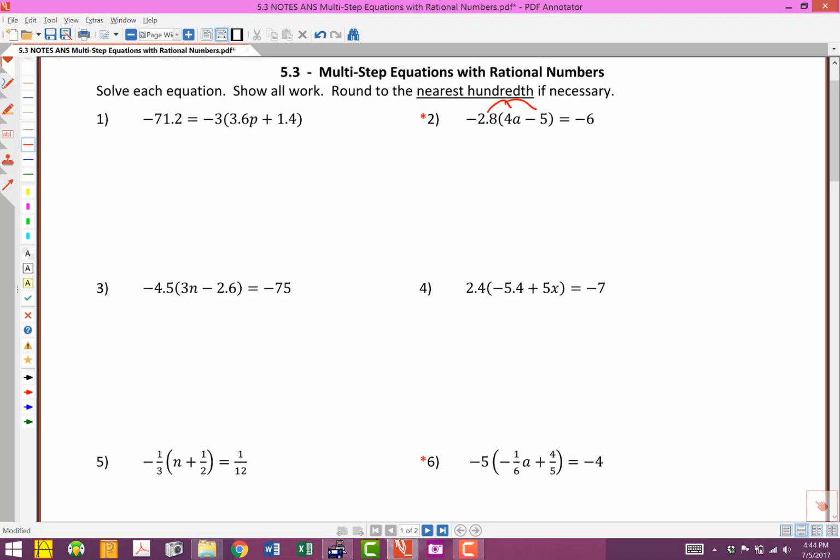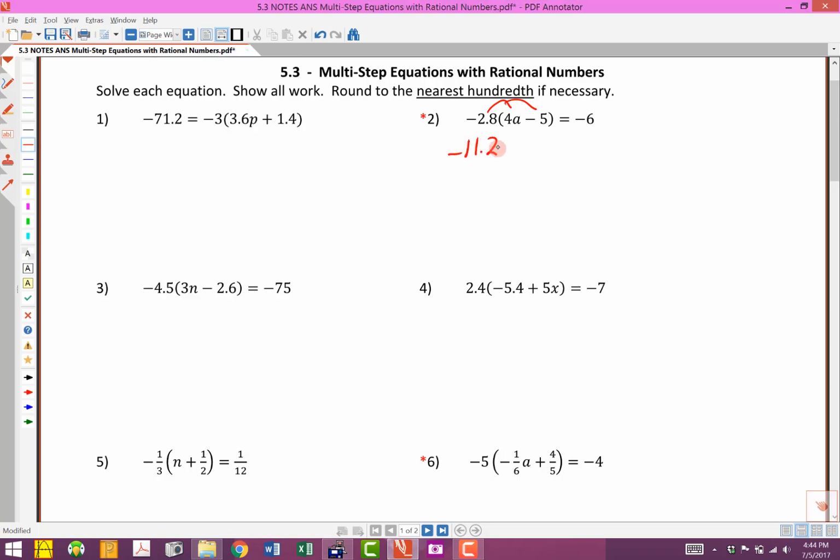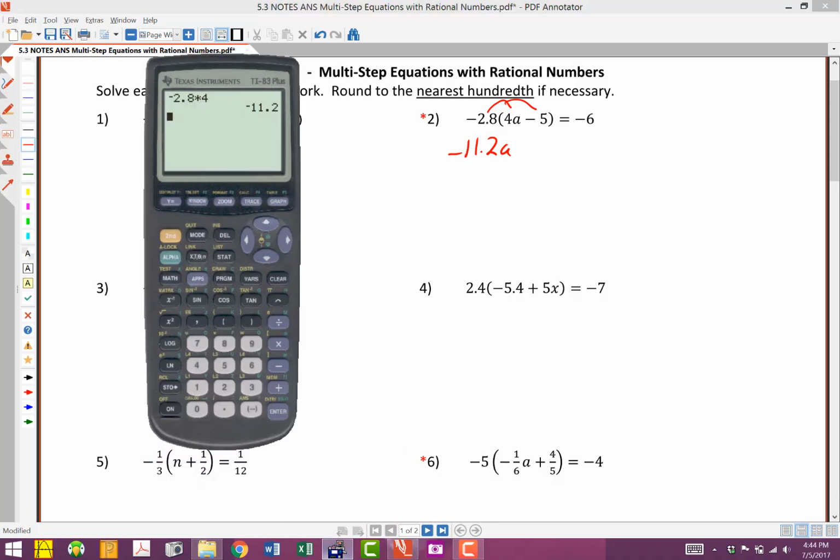So I'm going to go ahead and multiply those together. I'll bring the calculator screen up here so we can see what's going on. So I'll have negative 2.8 times 4. And if you've got a good guess at what that is before you type it in, that's awesome. So this is going to be a negative 11.2a. And then the next one, we've got a negative times a negative. We're going to have a positive here.